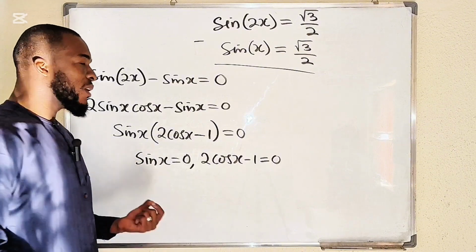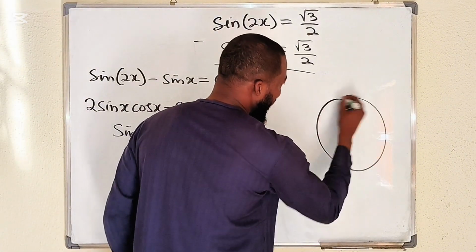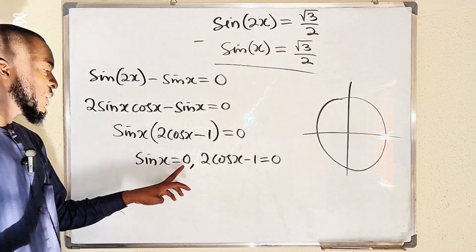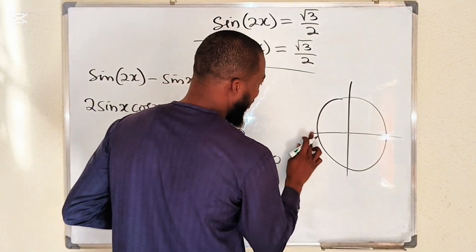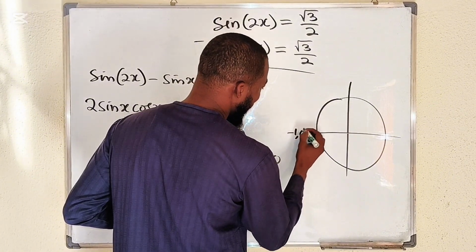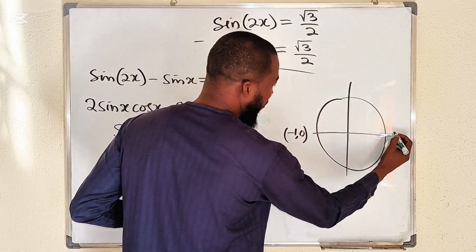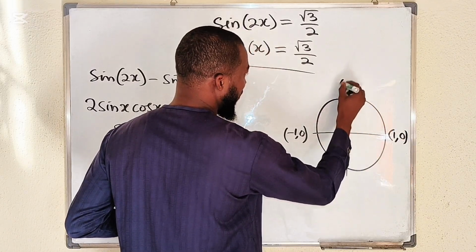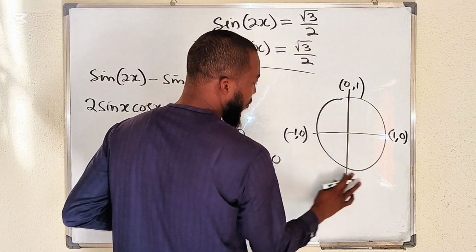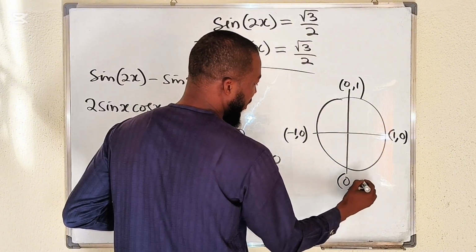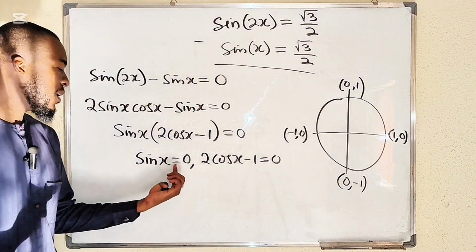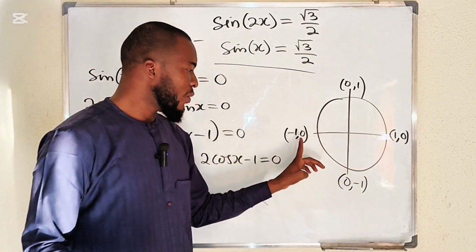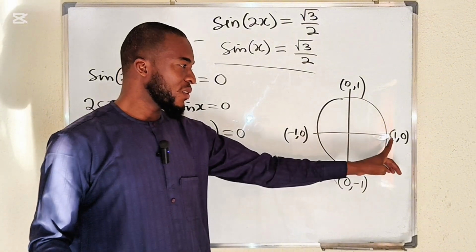Sine of what angle is 0? I always like to use a unit circle. Remember, sine depends on the y-axis. The coordinate here is negative 1, 0. The coordinate here is 1, 0. The coordinate here is 0, 1. The coordinate here is 0, negative 1. So where is y equal to 0? Y equals 0 here and y equals 0 here.